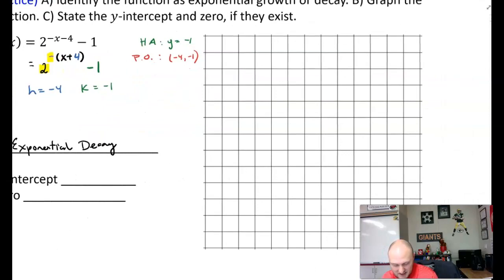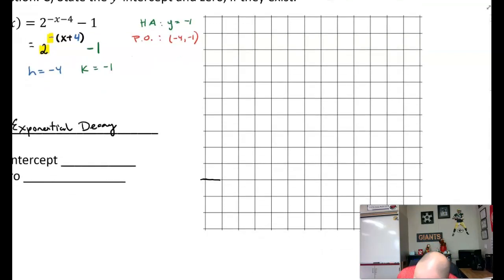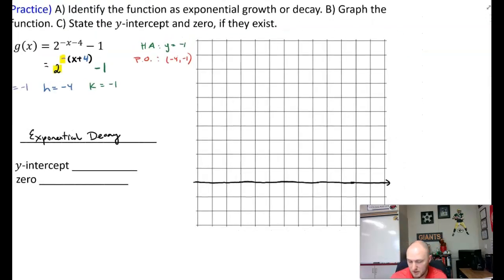So I'm going to set my axes. I do have horizontal reflection here, and I'm shifted down 1. So let's go ahead. We'll put our axis here, down here. And we do have to go left 4, so I'm going to shift my axis right 4.